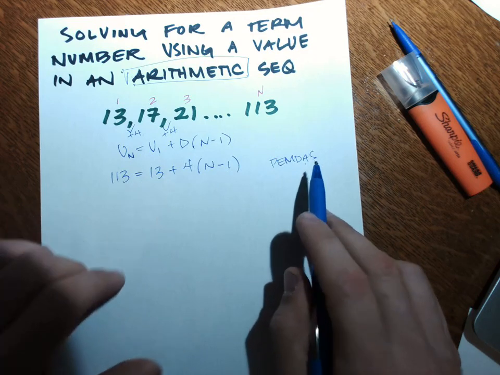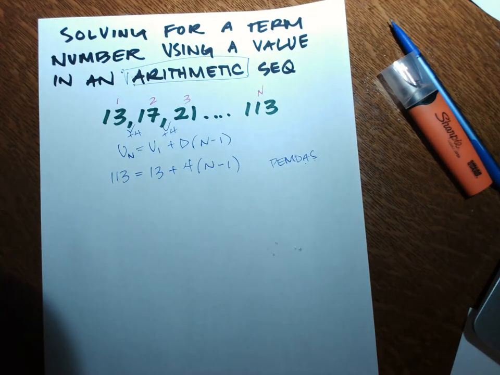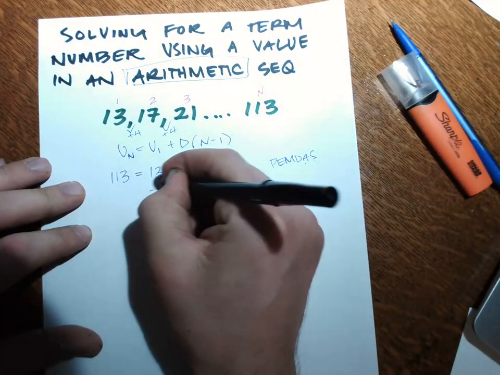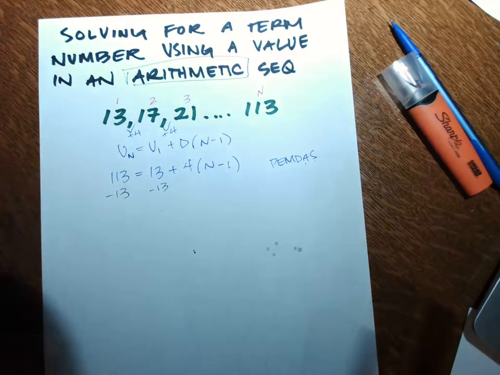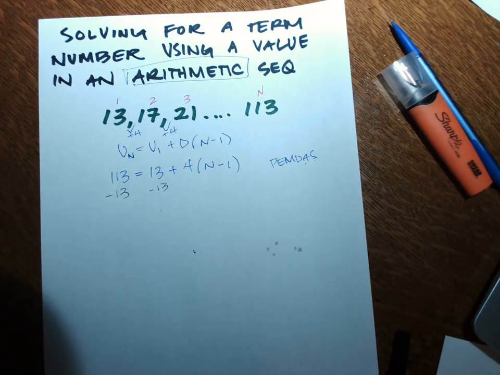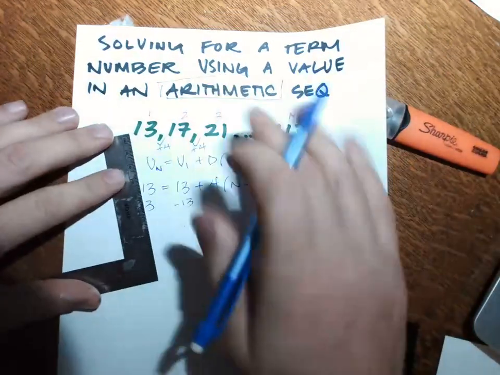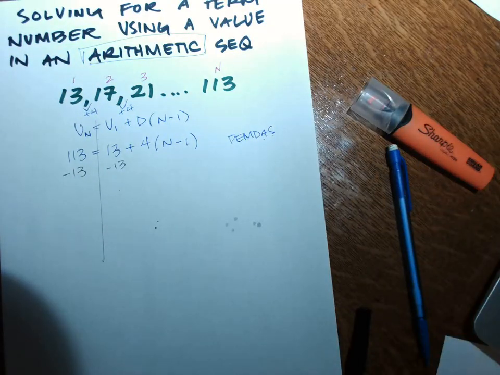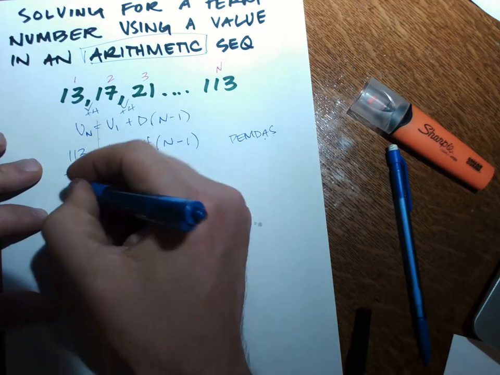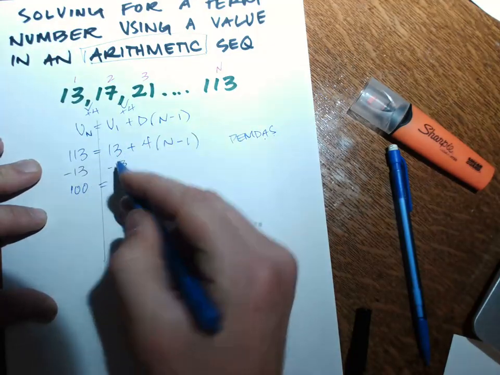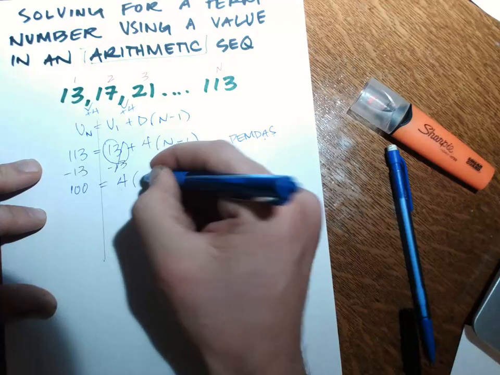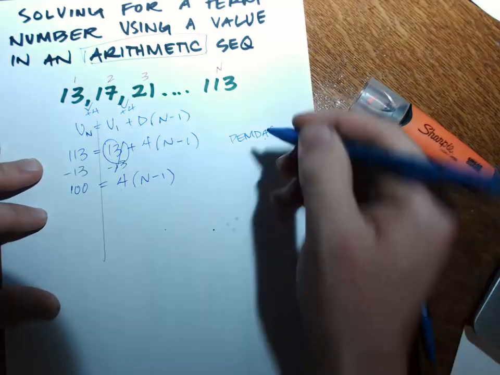That's a positive 13. Solving for this, we're going to subtract 13 from both sides of the equation to keep it balanced. Okay, if I rewrite what happens when we do that, 100, and then the 13, this cancels out. Positive 4, n minus 1.